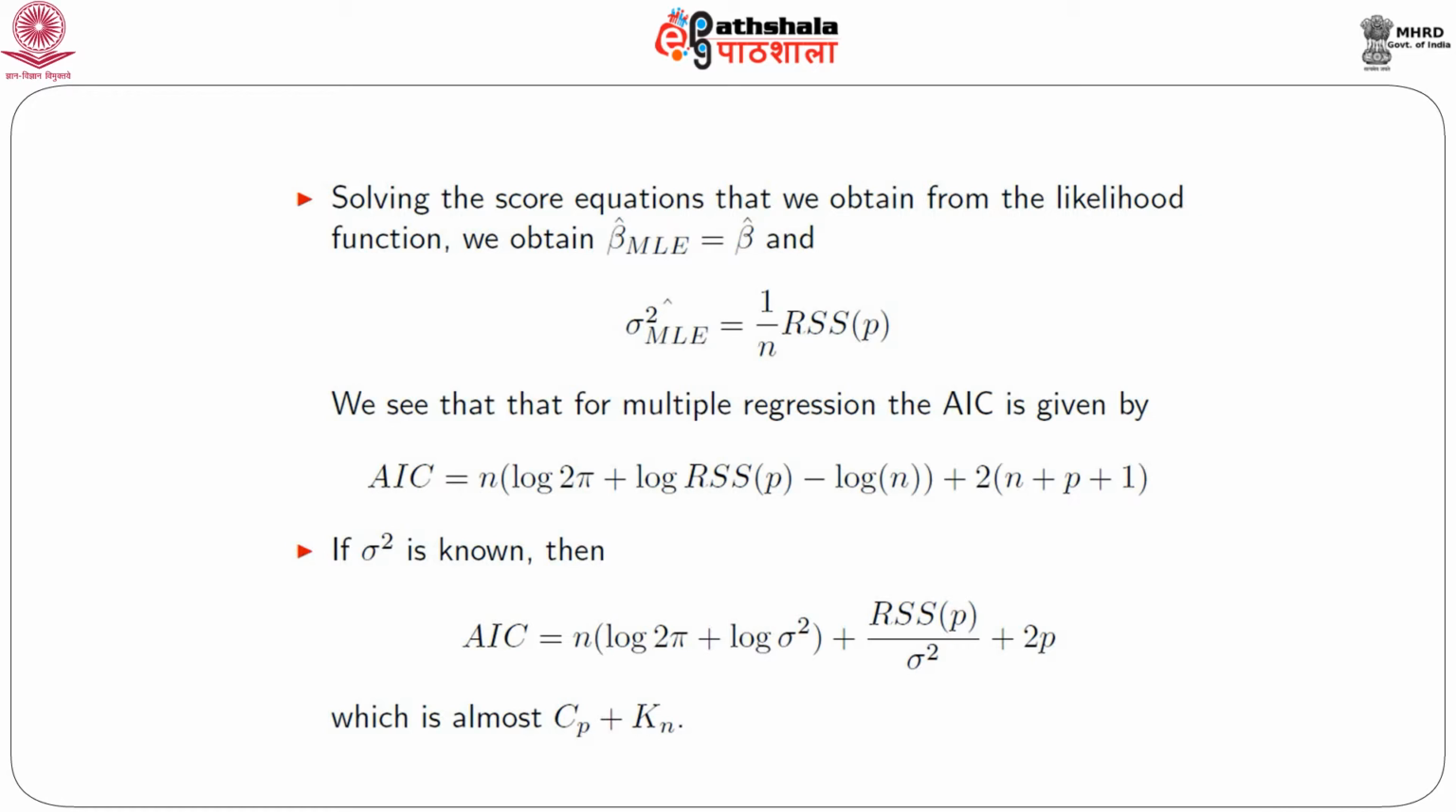Solving the score equations from the likelihood function, we obtain beta hat MLE, which equals beta hat, and we obtain sigma hat squared MLE, which equals 1 over n times the residual sum of squares of the model with p predictors. We see that for multiple regression, the AIC is given by n times (log 2 pi plus log of the residual sum of squares for the model with p predictors minus log n) plus 2 times (p plus 1). If sigma squared is known, then AIC equals n times (log 2 pi plus log sigma squared) plus RSS_p divided by sigma squared plus 2p.